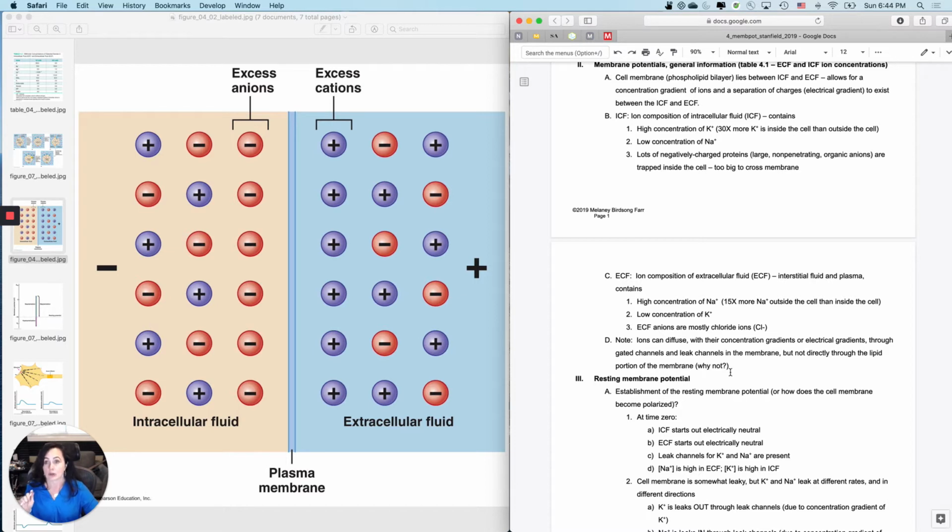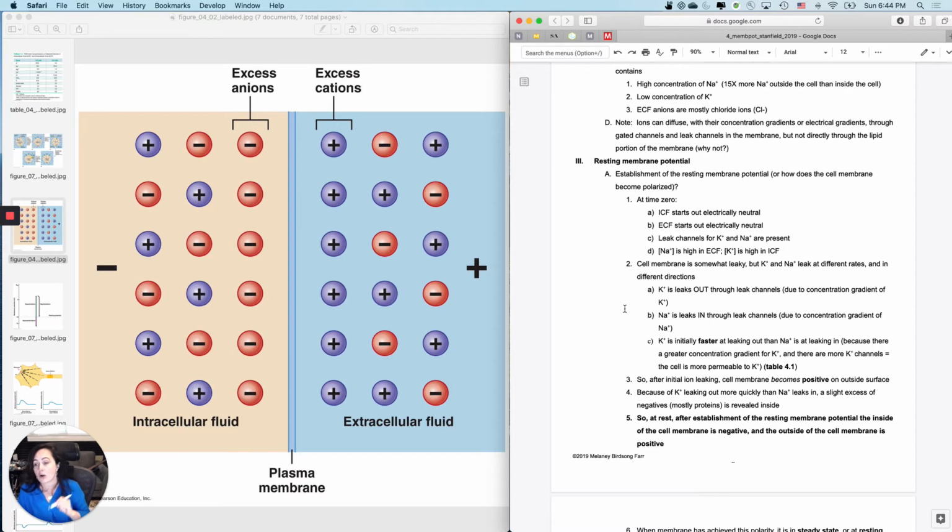Okay, so now what I'm going to do is take this information that you have and show you how the cell gets this net positive charge on the outside of the cell membrane and the net negative charge on the inside of the cell membrane. And that's going to be what we call resting membrane potential. So we're going to start from where we were last time, and then we are going to put in some channels.